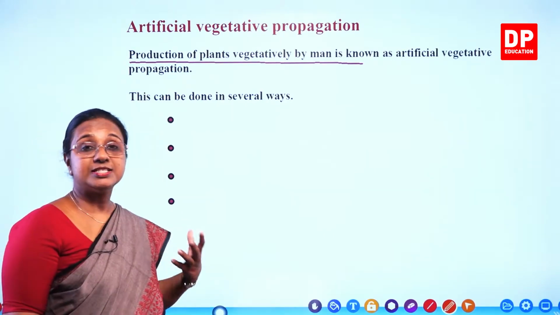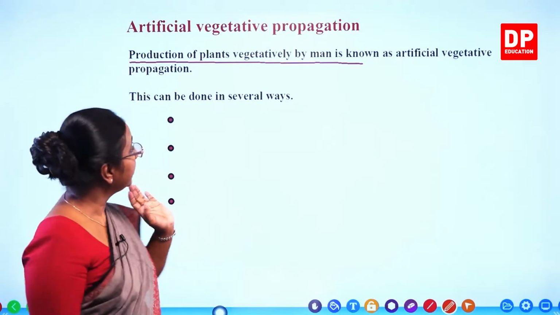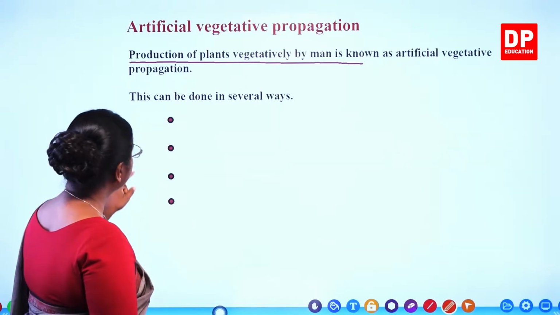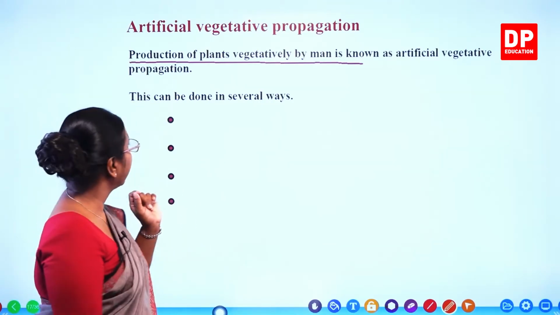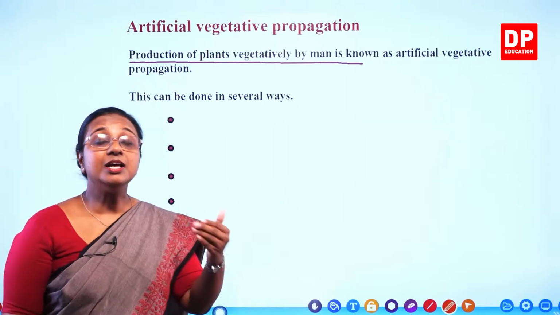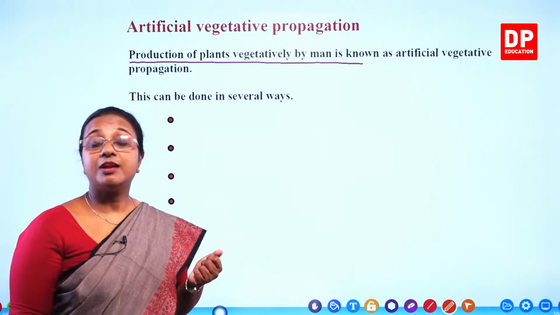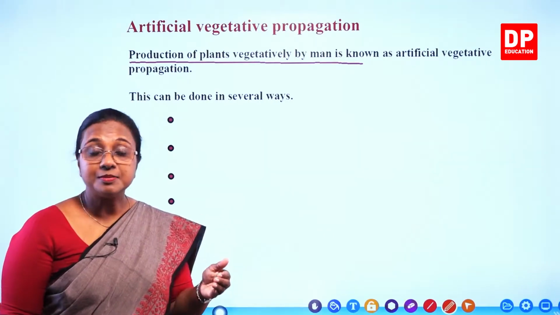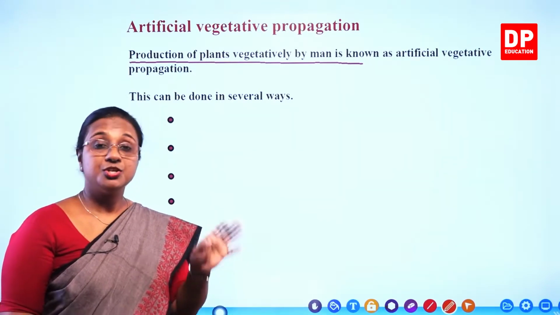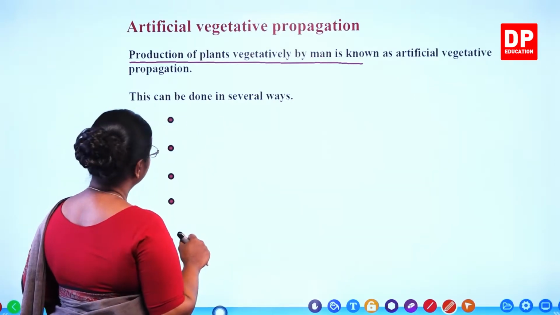Propagation is again producing new plants, making them grow. So, that is done artificially by man, and that can be done in different ways. We can carry out artificial vegetative reproduction by rooting of stem cuttings, by the method called grafting. Then there is the method of layering and also tissue culture. So, there are 4 different methods. This can be done in several ways.